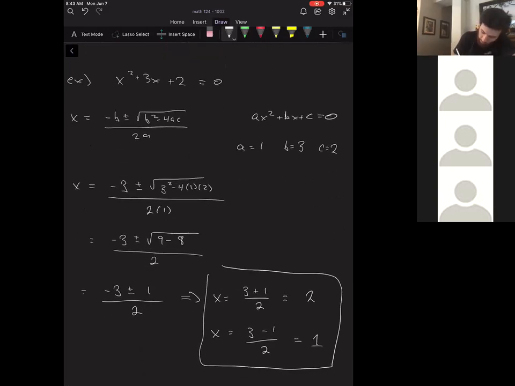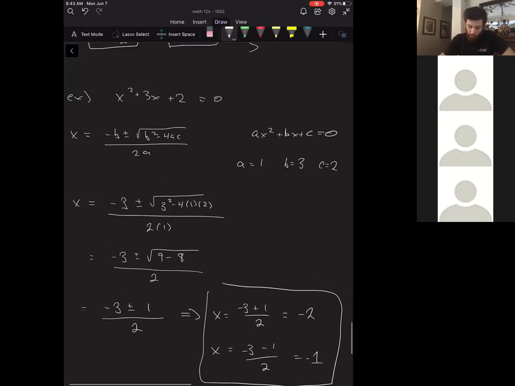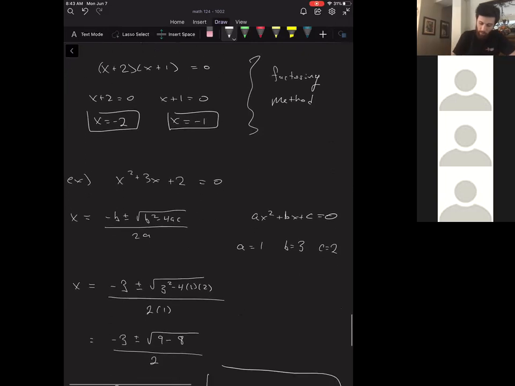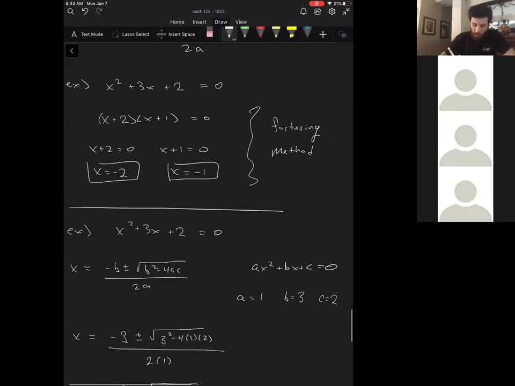Minus 3. So we dropped that. That's minus 3 plus 1, minus 3 minus 1. So this needs to be a minus and a minus. So we get the answers of minus 2 and minus 1, which is exactly what we got up here when we just did the factoring method.